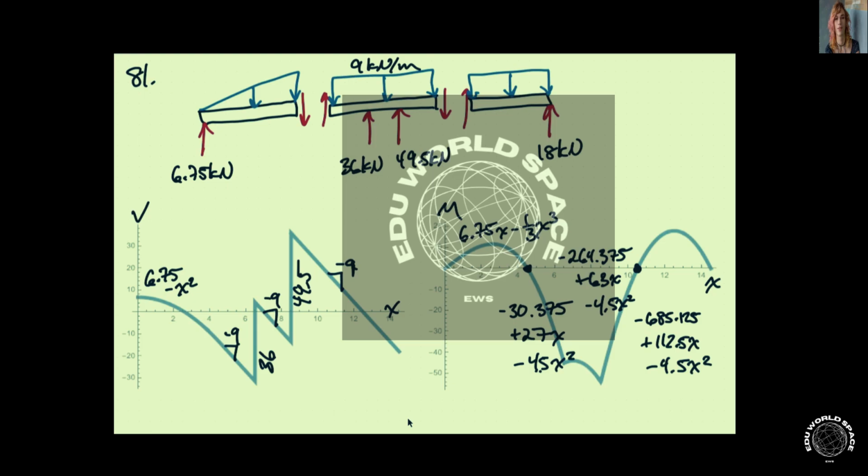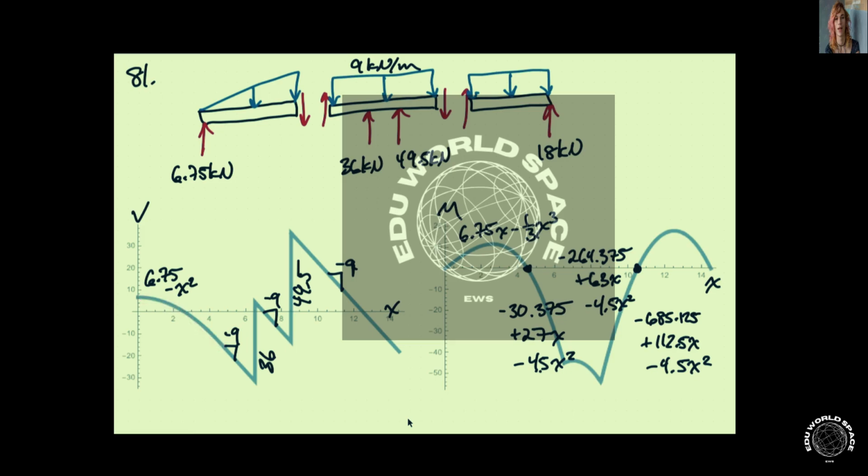Now, the first segment is 4.5 meters long. Because we have a linearly varying distributed load, the shear will be a quadratic function. It will have a slope that starts with 0, and it will start at a value of 6.75 kilonewtons. The parabola is given by this function, and until we get to 4.5, which is here, we are on this parabolic curve.